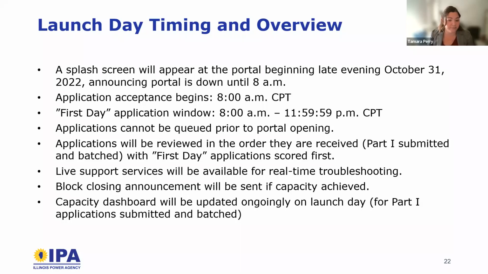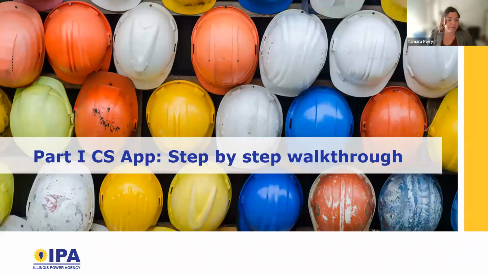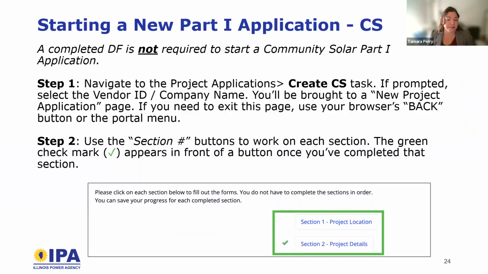Okay, next slide. So now I'm going to take you through a walkthrough of the Part 1 community solar application. I'm going to start from a little bit before Part 1 submission and take you all the way through batching and payment. So to start a new community solar TCS application, you'll navigate to the project applications pane under approved vendor, and you'll select create CS task.